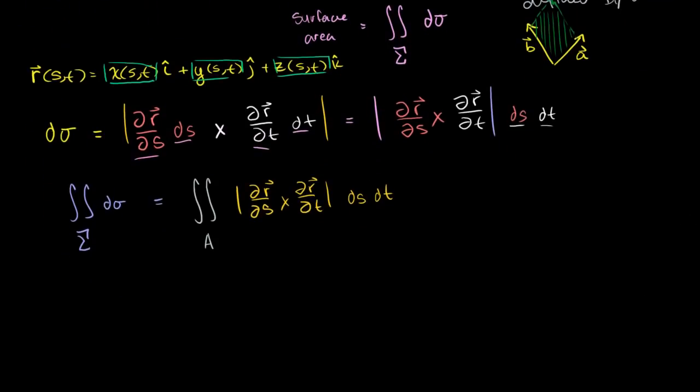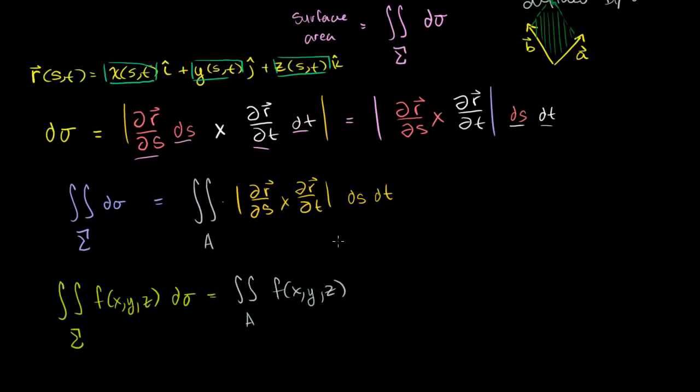So we could write it this way. This is where you can imagine the function is just 1. We're just multiplying each of the parallelograms by 1. But we could imagine we're multiplying each of the little parallelograms by f of x, y, and z, d sigma. It's going to be the exact same thing. So we're going to integrate over that region of f of x, y, and z, times the magnitude of the partial of r with respect to s, crossed with the partial of r with respect to t, ds dt. And of course, we're integrating with respect to s and t.